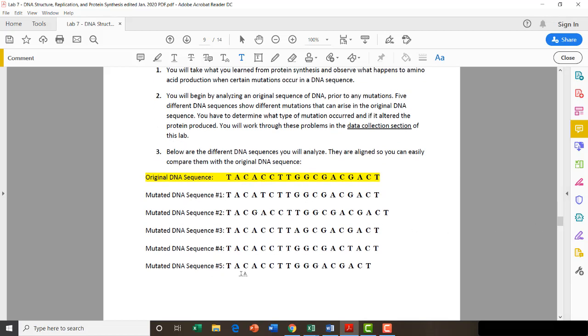This is to help you compare your DNA mutated sequences with the original DNA strand. So remember, we did the first one and we saw right here that the C changed to a T. So we knew right away that this was a substitution, and then we had to figure out the amino acids to figure out it was a substitution nonsense.